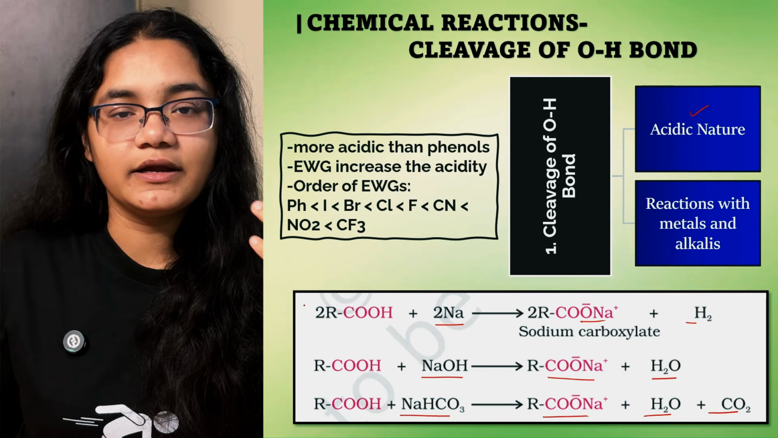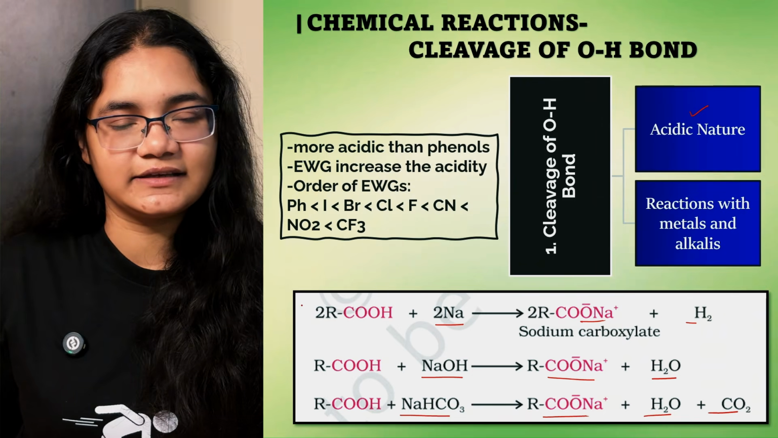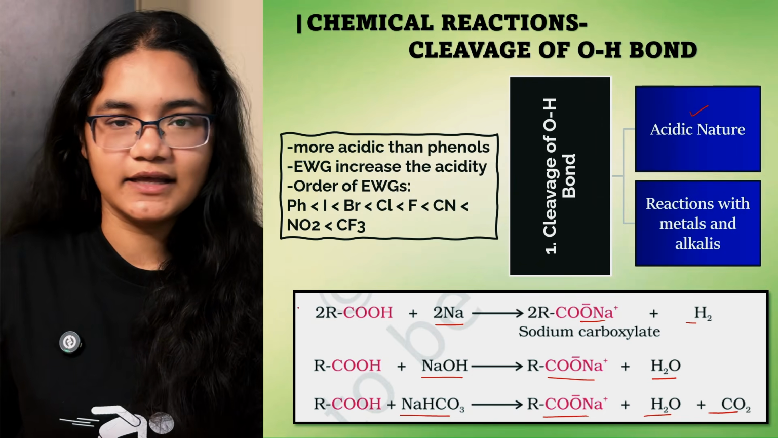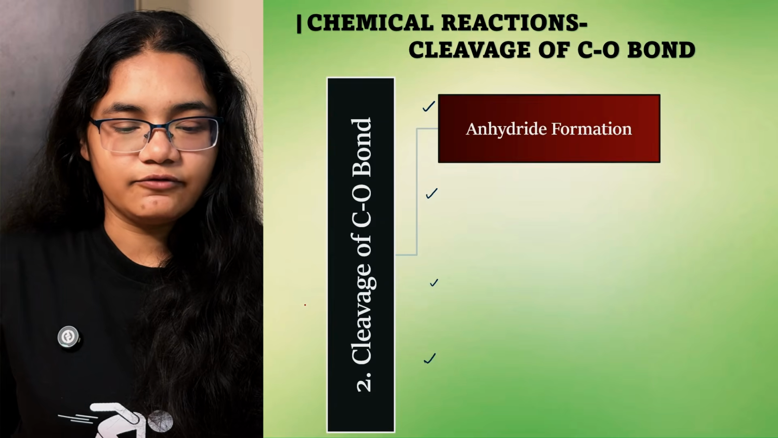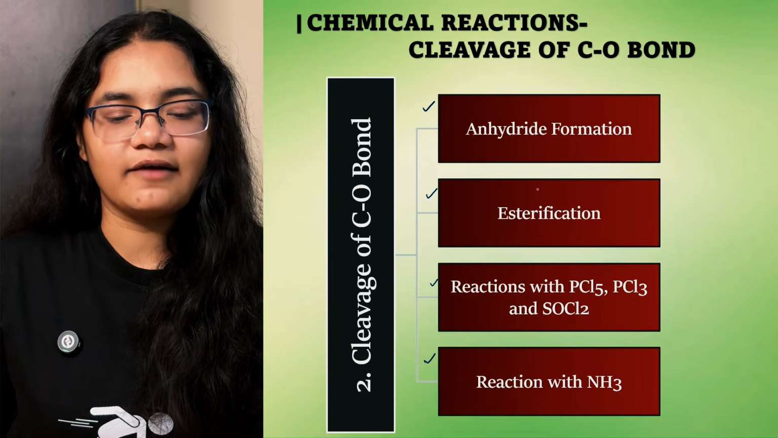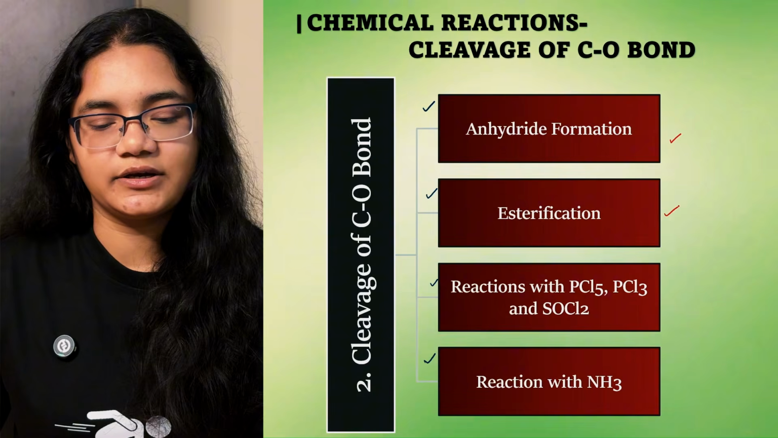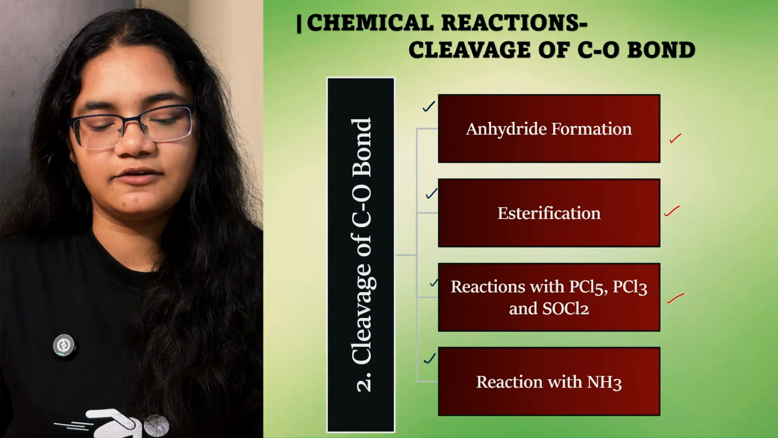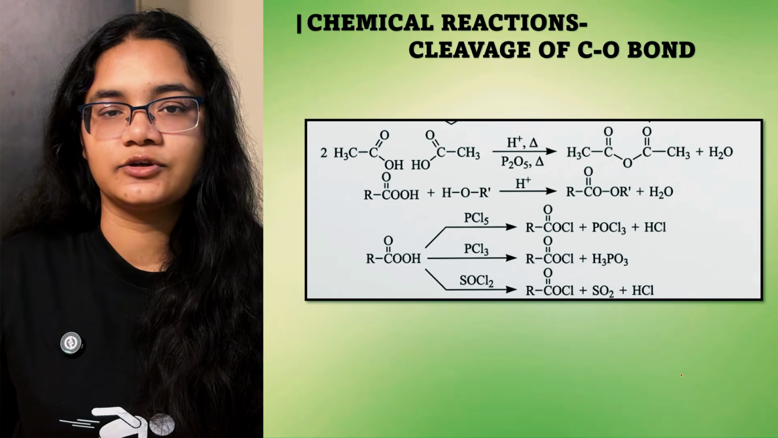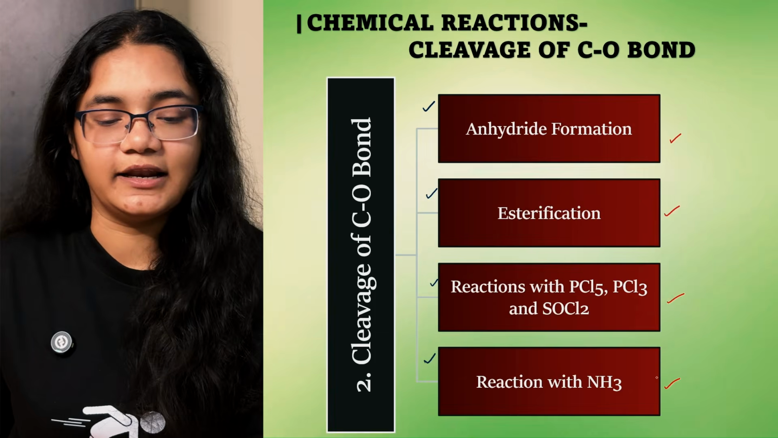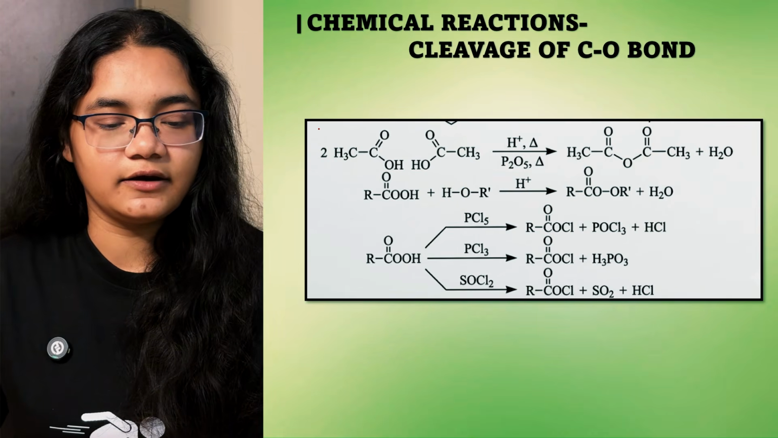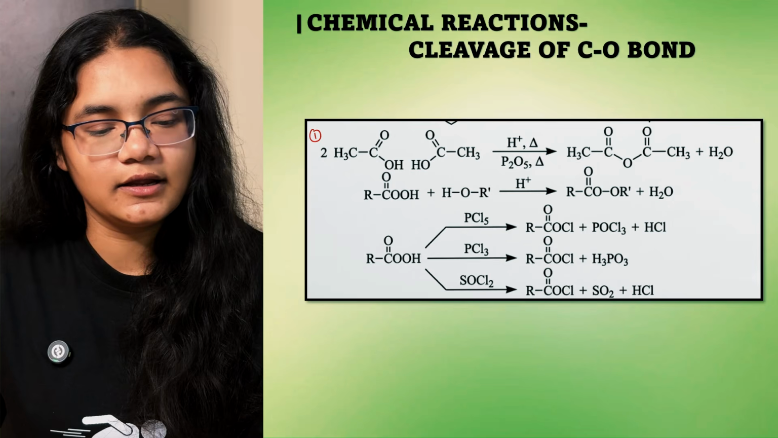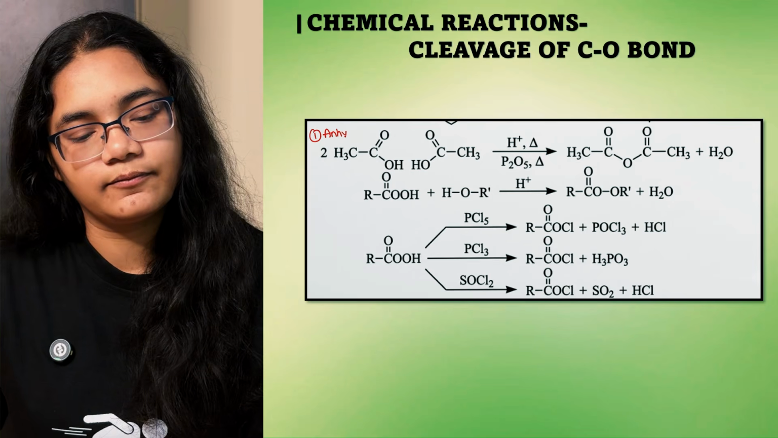Electron withdrawing group increases the acidity, whereas electron donating group decreases the acidity. Okay, now if you see cleavage of C-O bond, we have these four reactions: anhydride formation, esterification, reaction with PCl5, PCl3, SOCl2, and reaction with NH3. So first of all, the first one here, I'm writing anhydride formation.